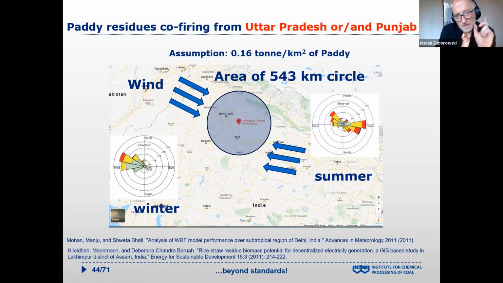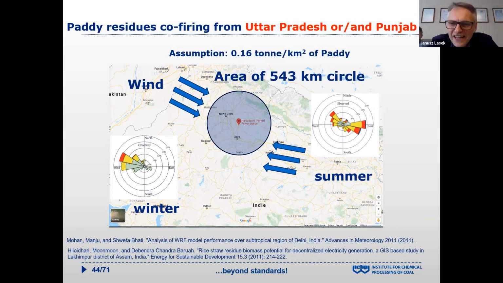Mr. Żuwała, maybe it's impossible to answer this question right now, but from your picture we can learn that in the winter, wind blows actually from Delhi to the power plant. So if the paddy is burned around the power plant, and in Uttar Pradesh the wind blows the pollution from Delhi to Agra, can you comment on it somehow? Because it's just the opposite of what I was thinking. I thought that the wind can blow, during the winter time, the pollution from Agra to Delhi.